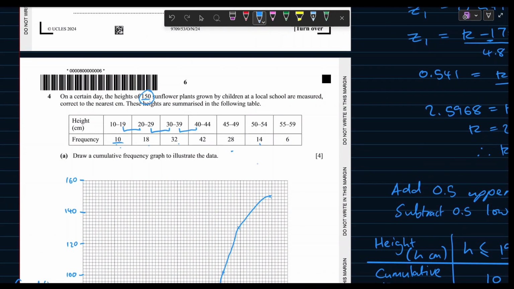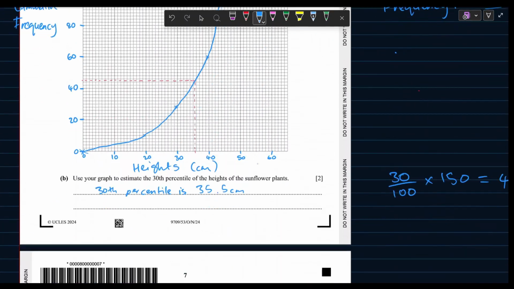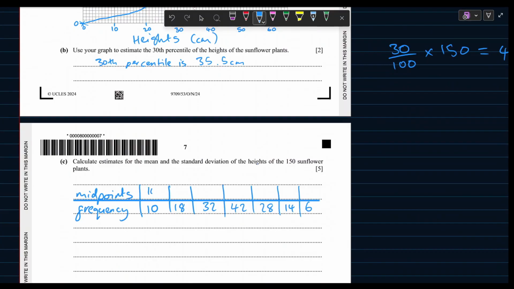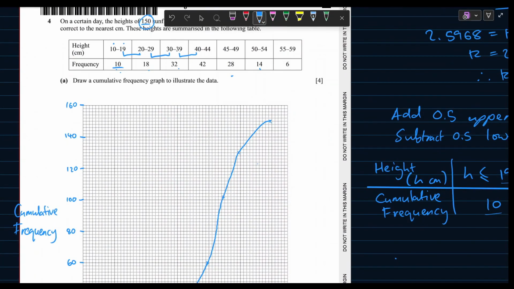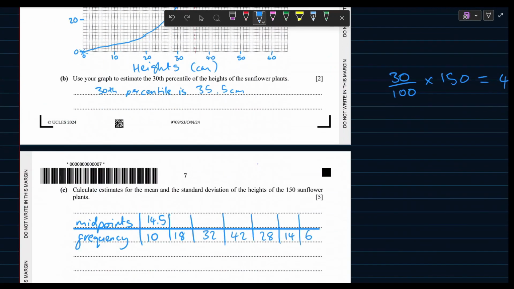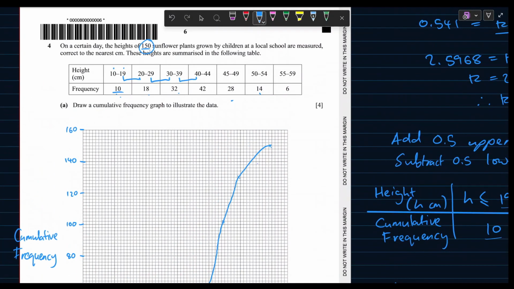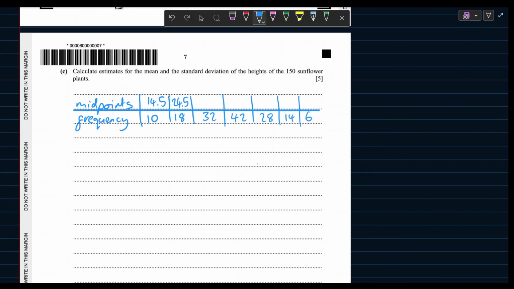And now we need to find the midpoint of each class. So you're just adding your lower bound to your upper bound and then dividing by 2 to get the midpoint. So for the first class, our midpoint is 10 plus 19 over 2, which is 14.5. And then for the second class, our midpoint is going to be 20 plus 29 over 2, which is 24.5. For the third class, it's 30 plus 39 over 2, which is 34.5.